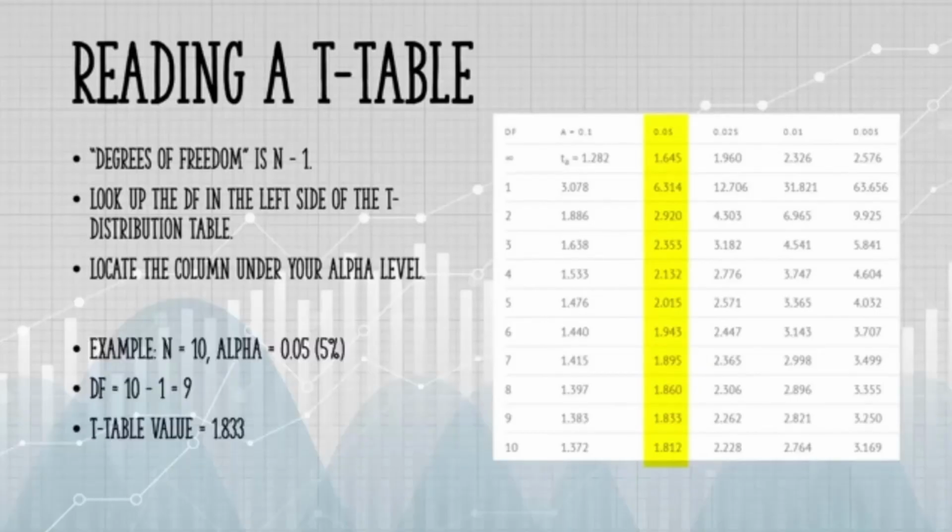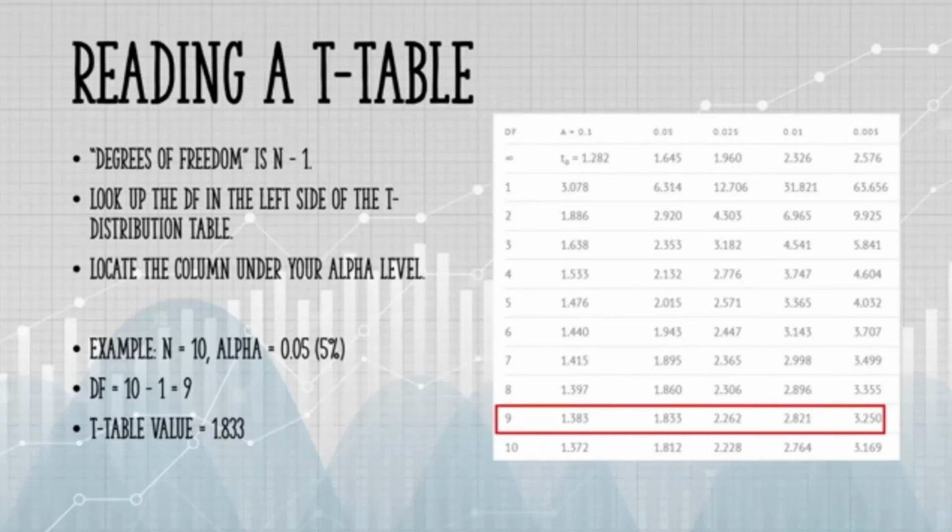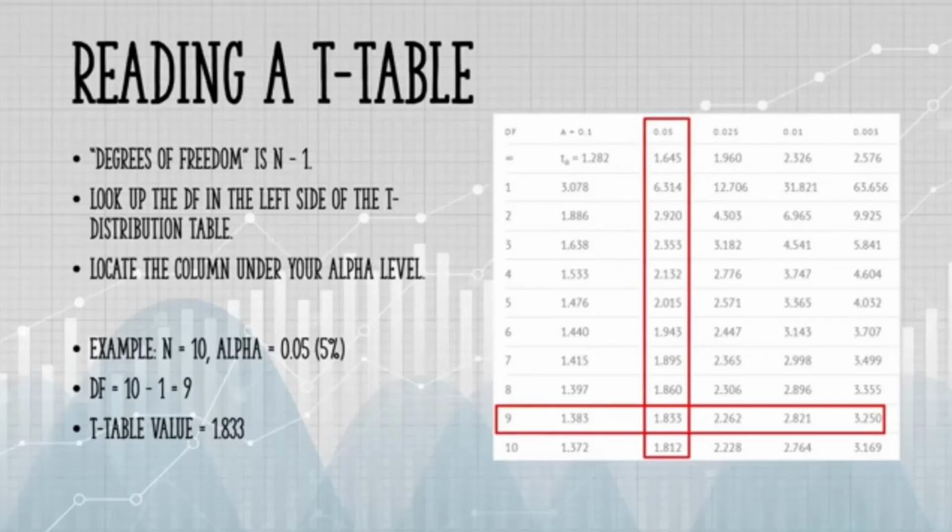If you had 10 items in your sample at an alpha level of 5%, your degrees of freedom would be 10 minus 1, that's 9. Looking down the alpha level of 5%, we find our t-table value, which is 1.833.